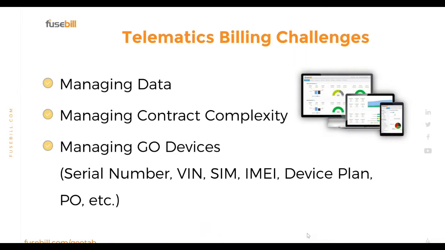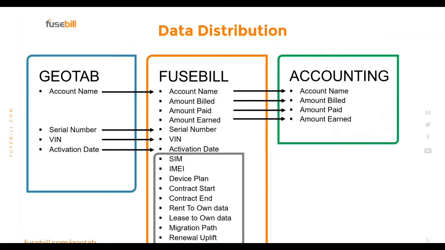So telematics has a number of billing challenges. They're around 3 areas: managing your data, managing your contracts, and managing your Go devices. This graphic shows where your various data fields reside, which is really important because, as you can see, neither Geotab nor your accounting system can house the data needed to support your subscription billing. This is really one of the key issues with subscription billing. So as accounting systems were designed to manage your monthly profit and loss, they weren't designed to store the data that you need to manage monthly subscriptions. That's where Fusebill comes in.